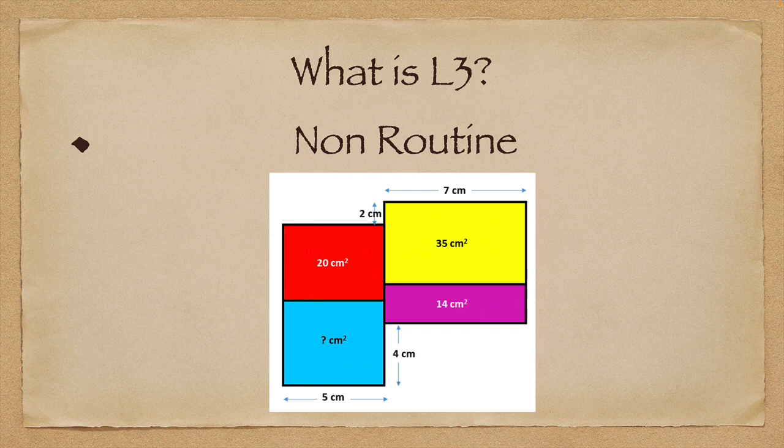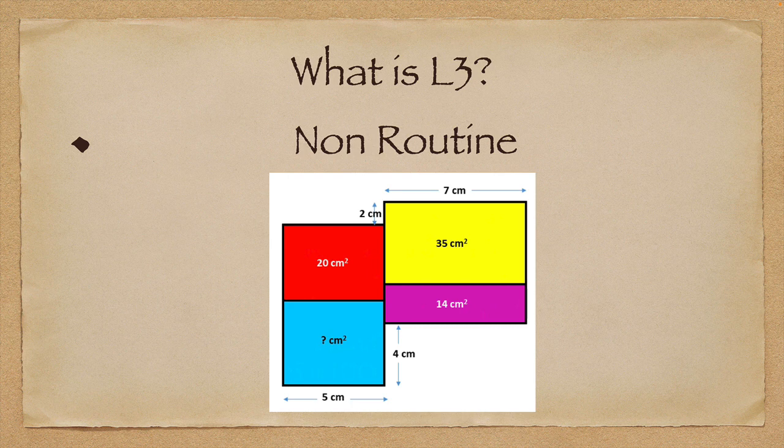L3 is where it's non-routine. So this is an example of an area puzzle. There are a lot of facts given here, and you need to find out what's the area of the blue rectangle. To find the area of the blue rectangle, you need to find its height, because the breadth is given as 5. You don't know what its height is. But there's no straightforward way of figuring this out. Right? So you don't have a formula to just apply here. You will have to observe the figure, observe what's happening, and then based on that, you will have to calculate it.